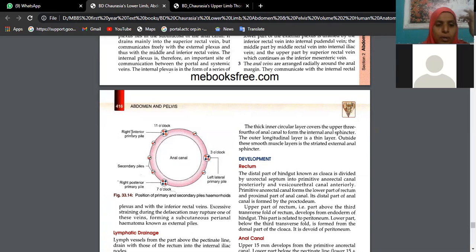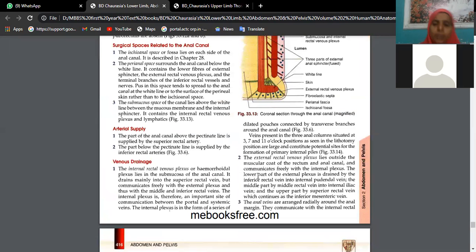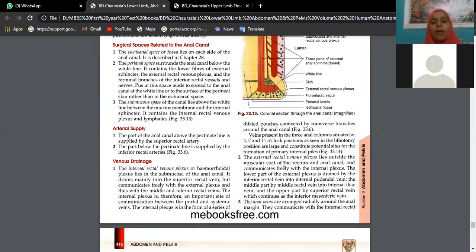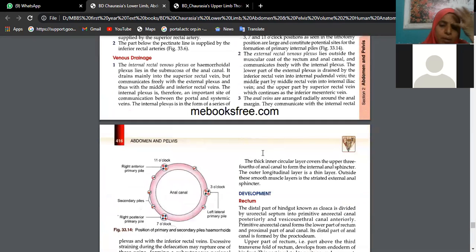If it is 11 o'clock, you call it right anterior primary pile; 3 o'clock, left lateral primary pile; 7 o'clock, right posterior primary pile. Okay, beta. So that is what it is telling you about the venous network at different hour hands of the clock, but still it is used under clinical anatomy also to describe piles and hemorrhoids.